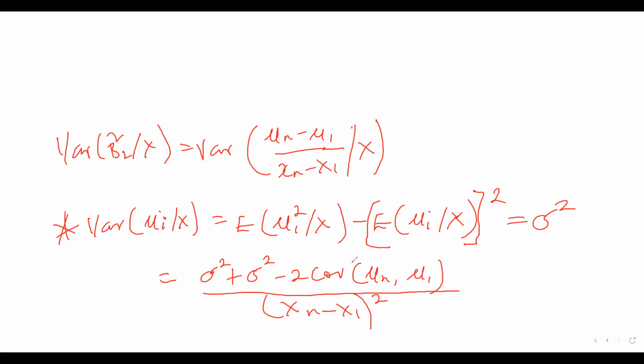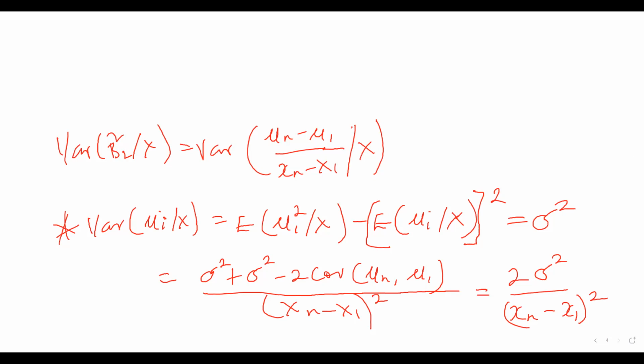Now, if you add this together, then we know that this term will go to 0. Minus 2 covariance of u is 0. So we are going to have 2 sigma square all over xn minus x1 all square. So that's the variance. So we've calculated the variance for the estimator.